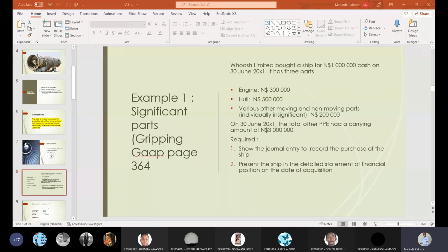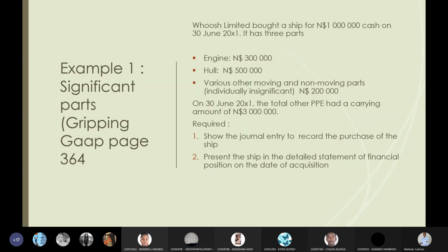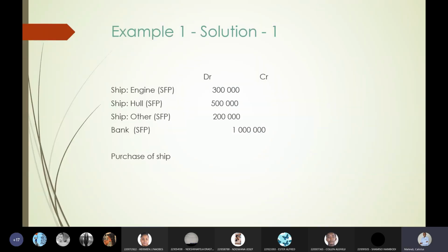Does anyone else have another opinion, or do you agree? Let us look at the solution. So we do debit the ship, but the individual parts should be shown separately because they're major components and they have different useful lives. So we credit bank since we were told that it was bought by cash. All right, so we can credit our bank with 1 million.